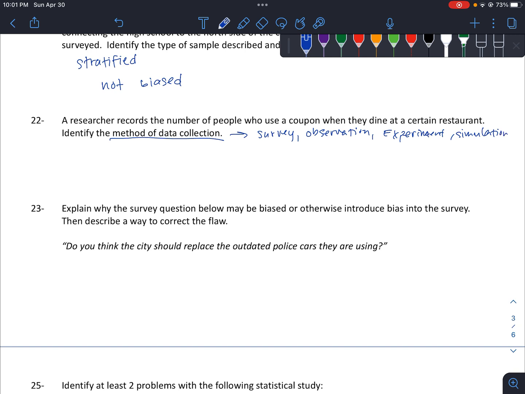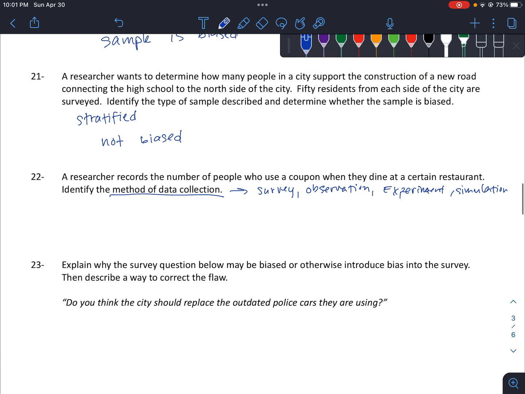And kind of just to jump back a little bit, types of sample. There's random. There's self-select.